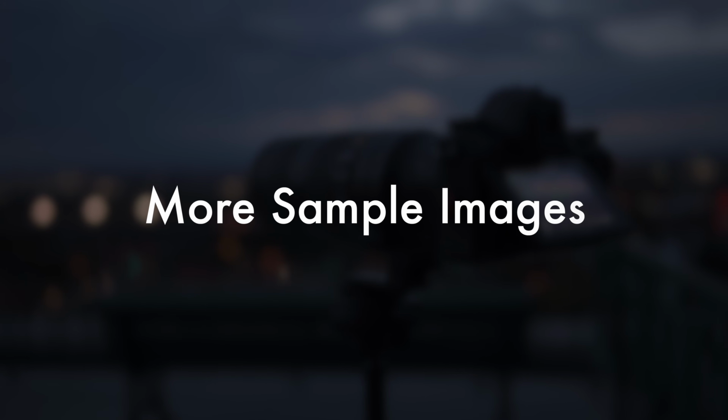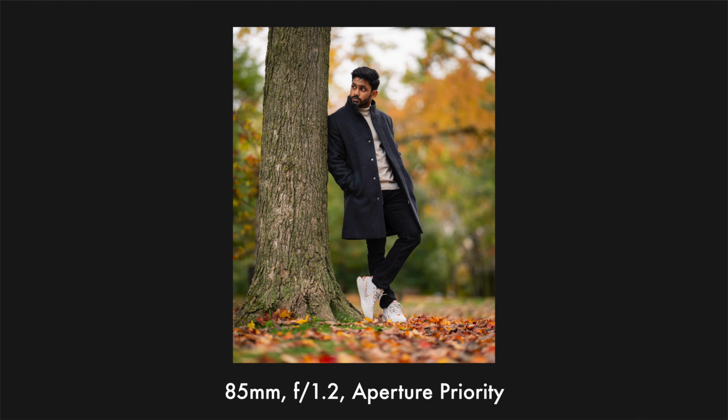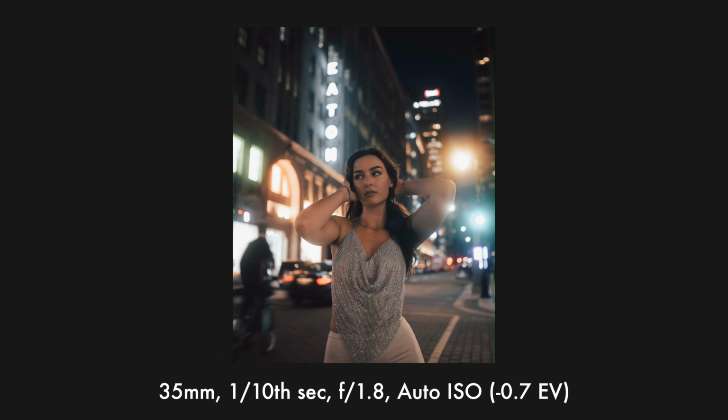Let's go over some more sample images to recollect what we have learned in today's video. The first shot is of a handsome gentleman. You might have seen him somewhere. The lighting was pretty even and it was daytime, so I could get away with using aperture priority. But when it comes to shooting low light portraits, I like to have control over the shutter speed.